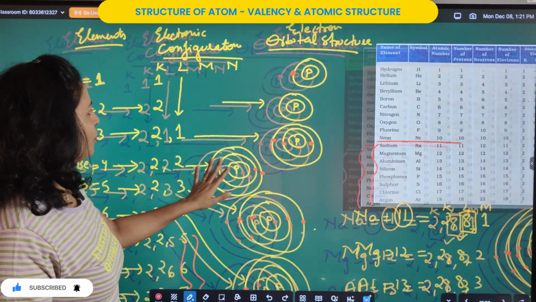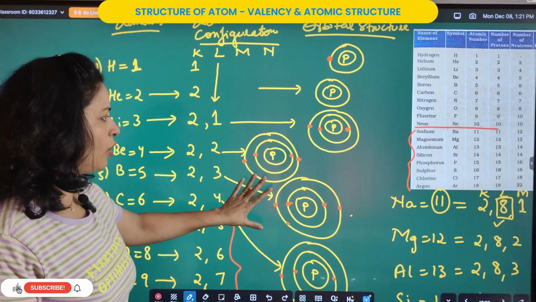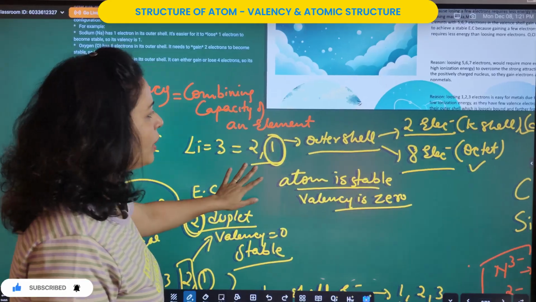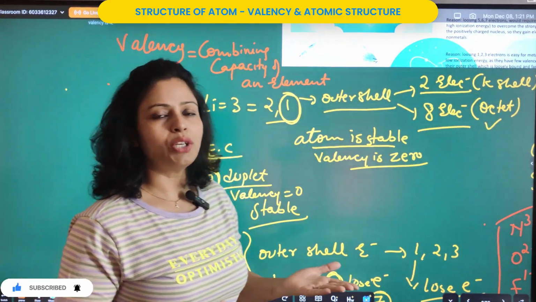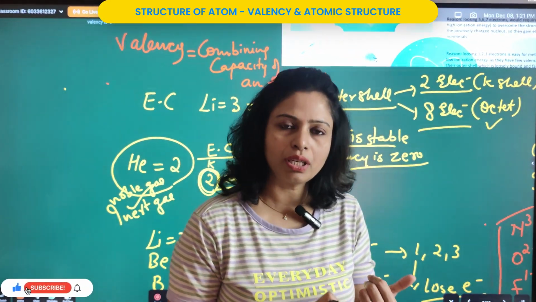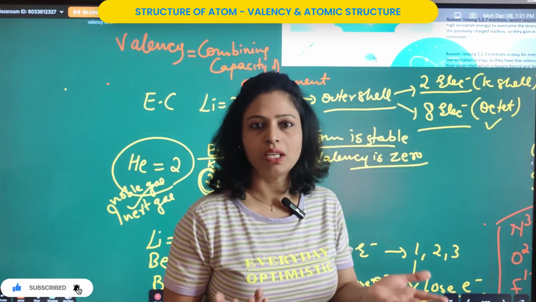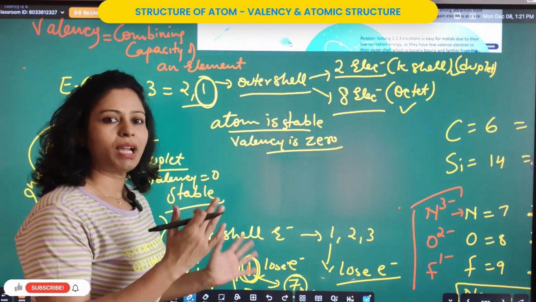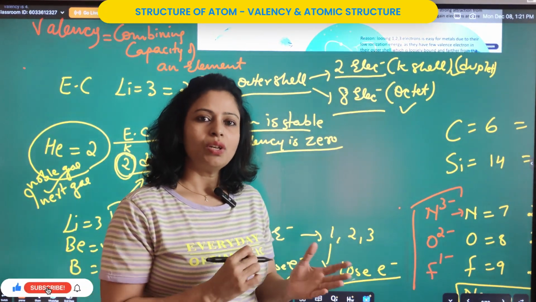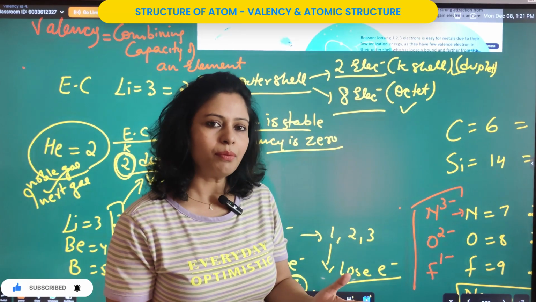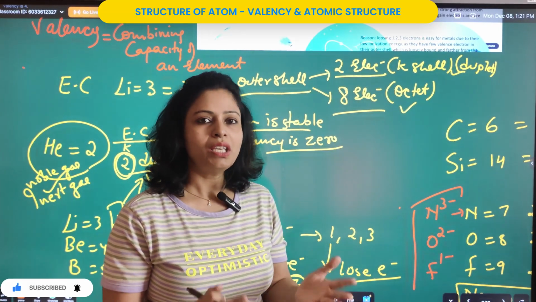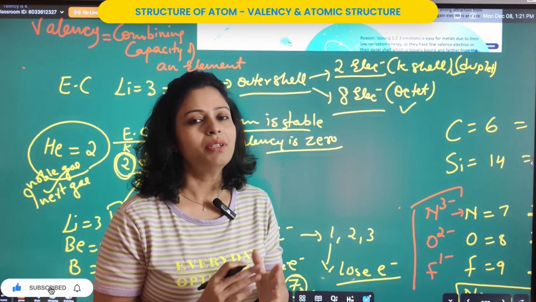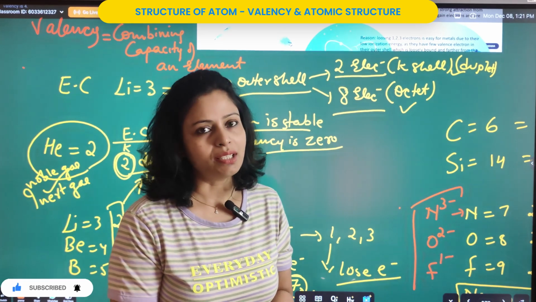So first you should know how to write the electronic configuration, orbital structure. After that you will be able to write the valency. If you don't know the atomic number, if you don't know the electronic configuration, you will not be able to figure out what the valency will be. So practice this. You can pause the video, go back to the videos and the slides and you will understand. Slowly, sit at home during the weekends and try to memorize the atomic numbers and try to write the EC and the valencies.